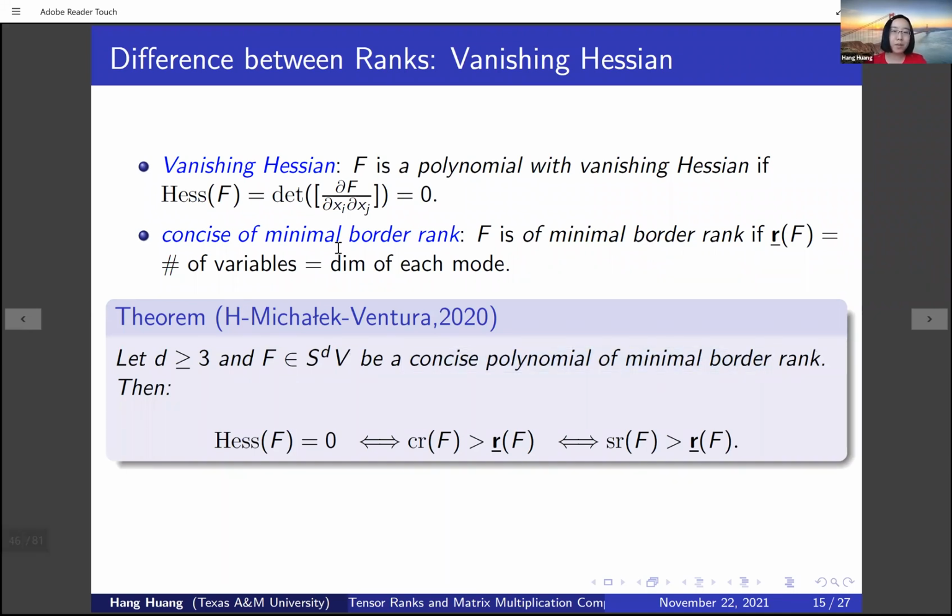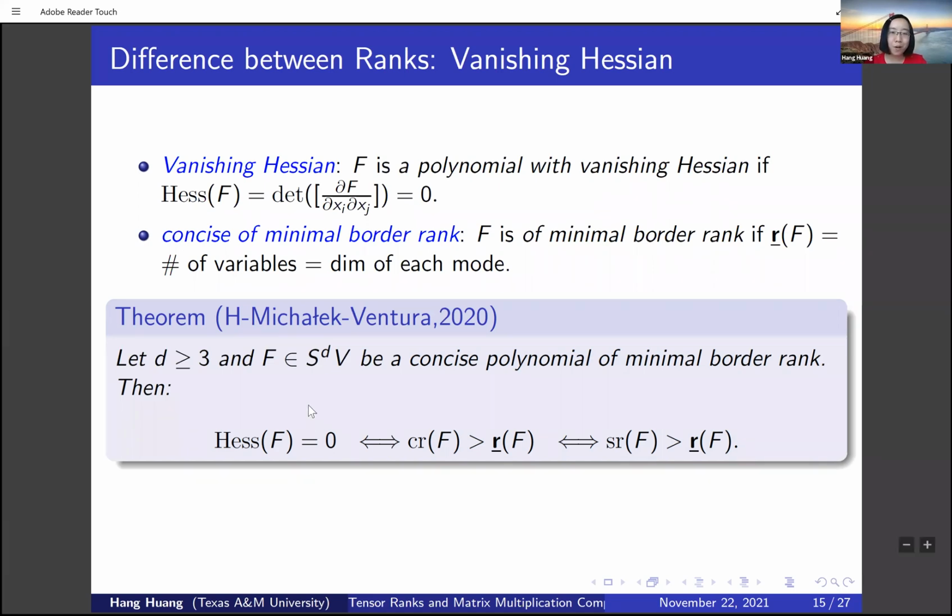And in these cases, if I'm looking at a concise polynomial of minimal border rank, this is joint work with Mateusz and Emmanuelle. We showed that the condition of vanishing Hessian is equivalent to saying that you have a larger cactus rank than your border rank, and it is equivalent to saying that you have a larger smoothable rank than your border rank. So basically, let me have a very small sentence about the proof.